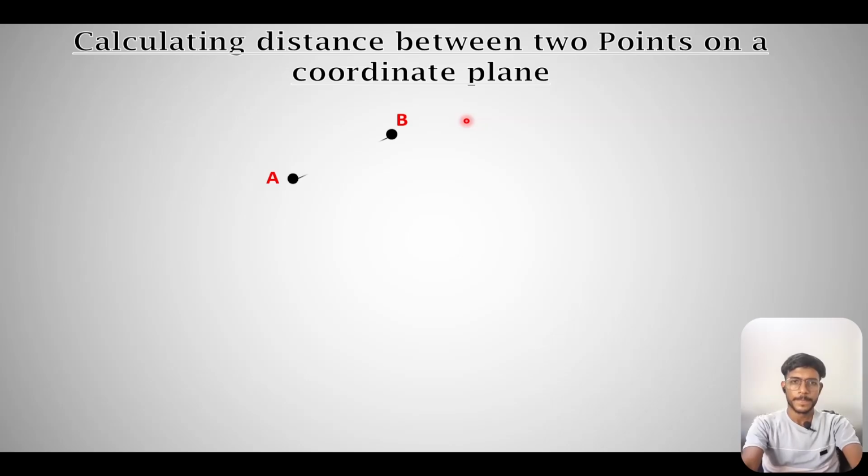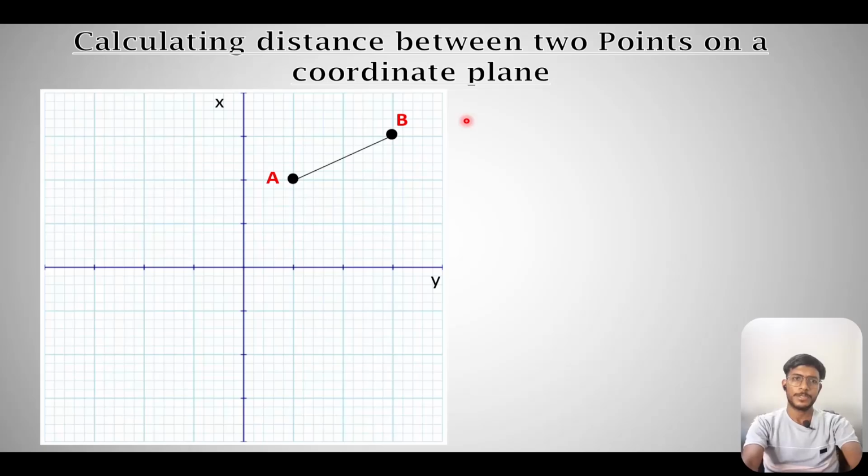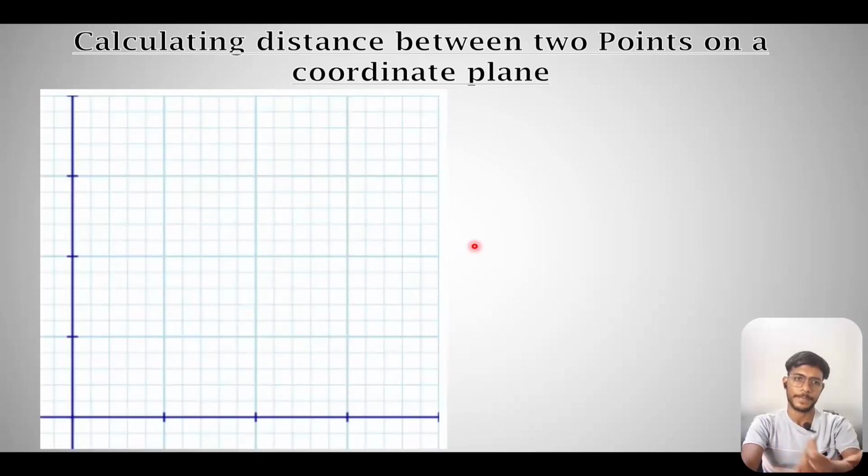So we need to calculate the distance between A and B. We will put it on a coordinate axis or coordinate plane. The xy plane is known as the coordinate plane. It is a two-dimensional plane. So let us put these 2 points on a coordinate plane, and we will derive the formula for how to find the distance between A and B.